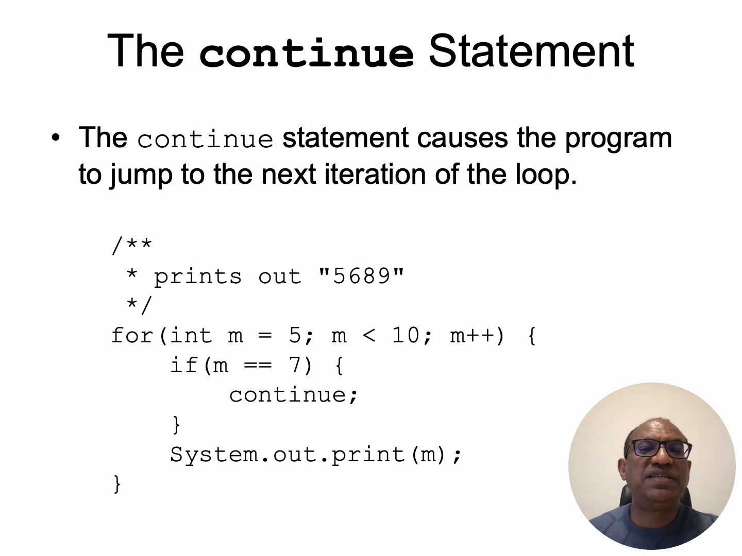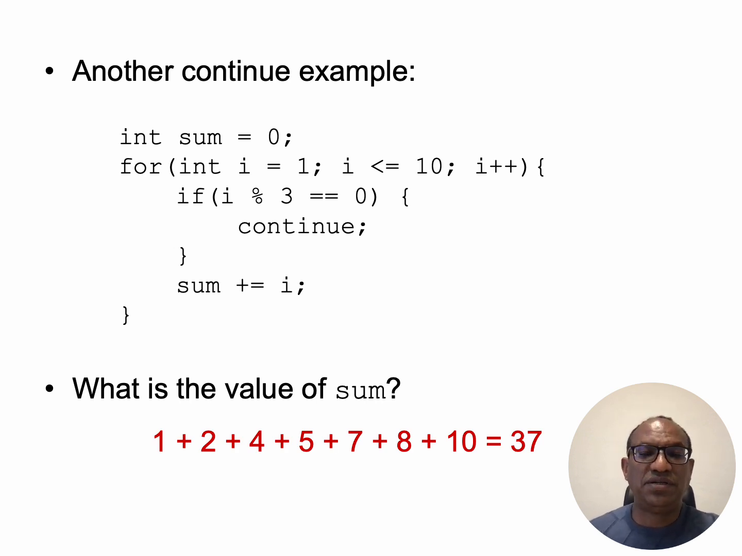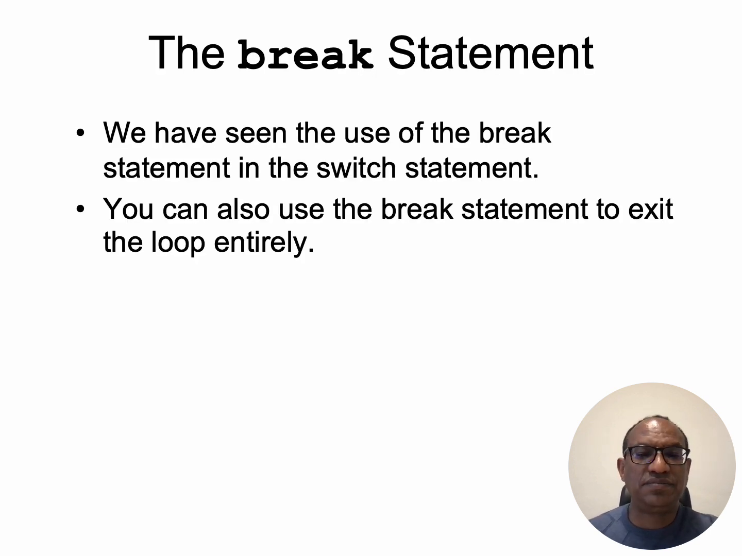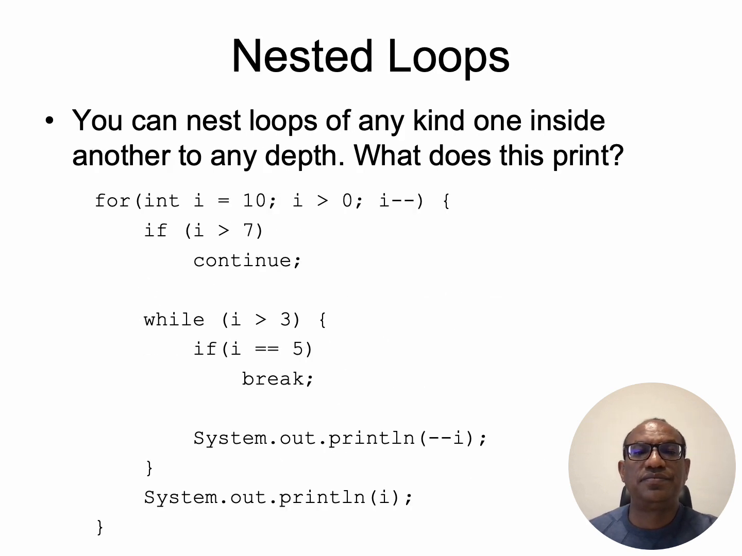The continue statement skips the rest of the loop's body and jumps to the next iteration. In this example, we add integers from 1 to 10, skipping those which are divisible by 3. The break statement stops a loop entirely. Go through this example where break and continue statements are used.